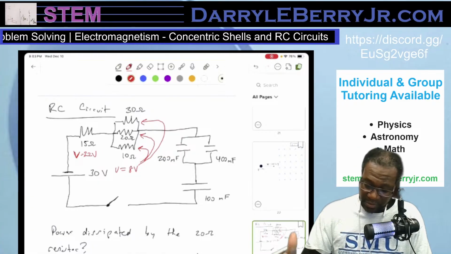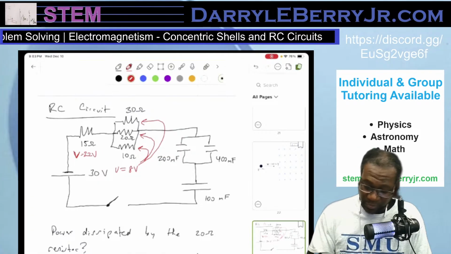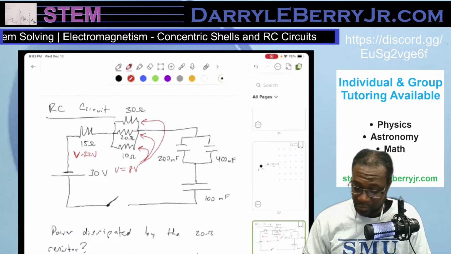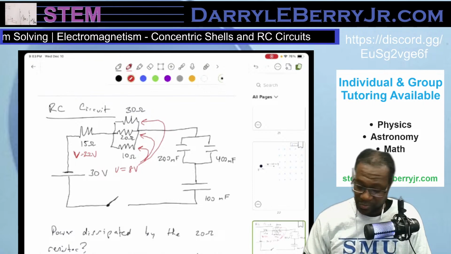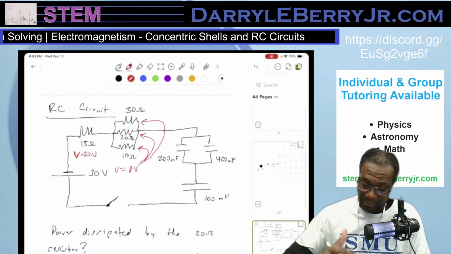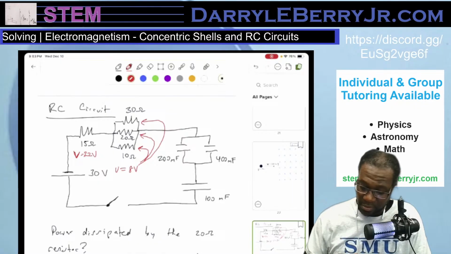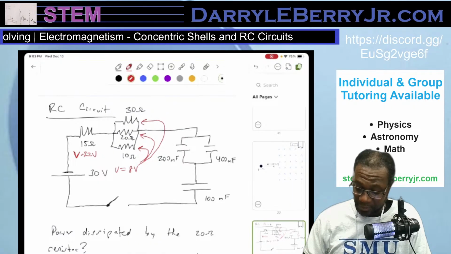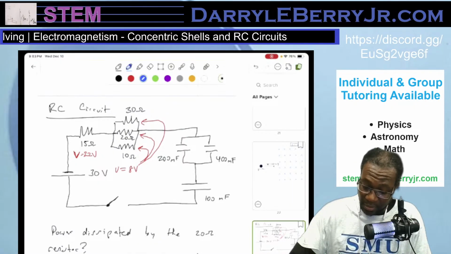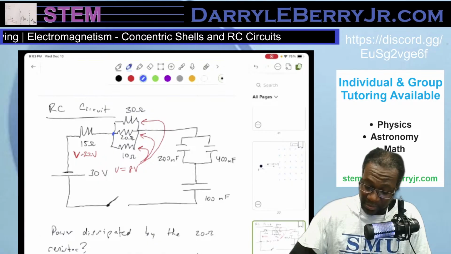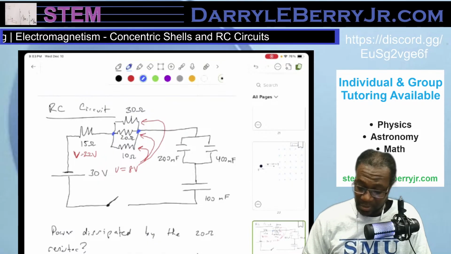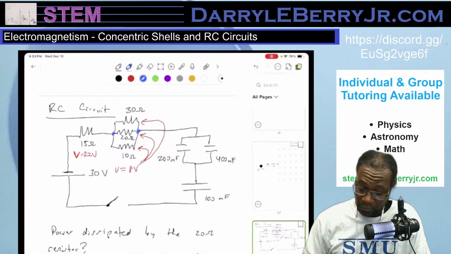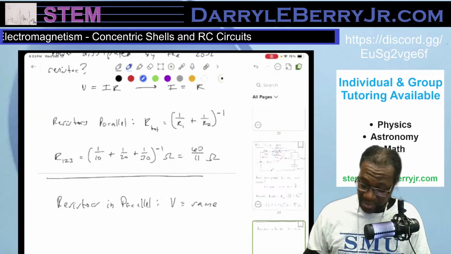For resistors in series, the voltages sum up to equal the total voltage. And for resistors in parallel, the voltage is the same because they're all connected to the battery directly. So you can see right here, all three of them are directly connected to the battery on either side. So the voltage going through each one is the same. The amperage will change to make it work. And why don't we show that really fast?